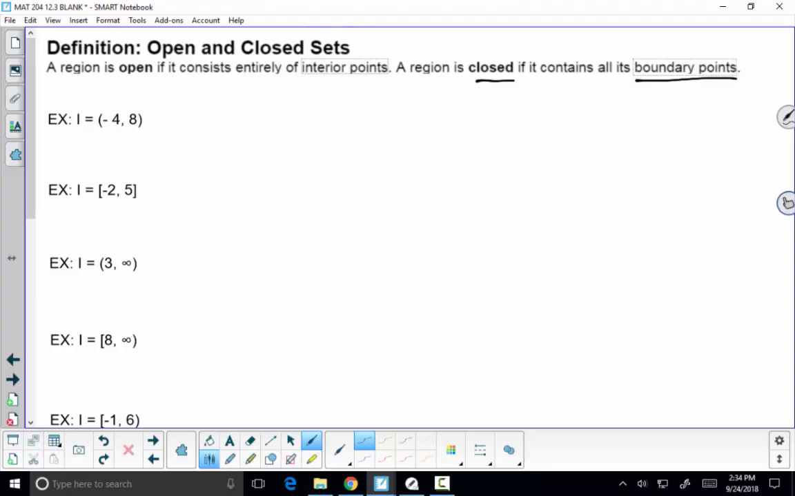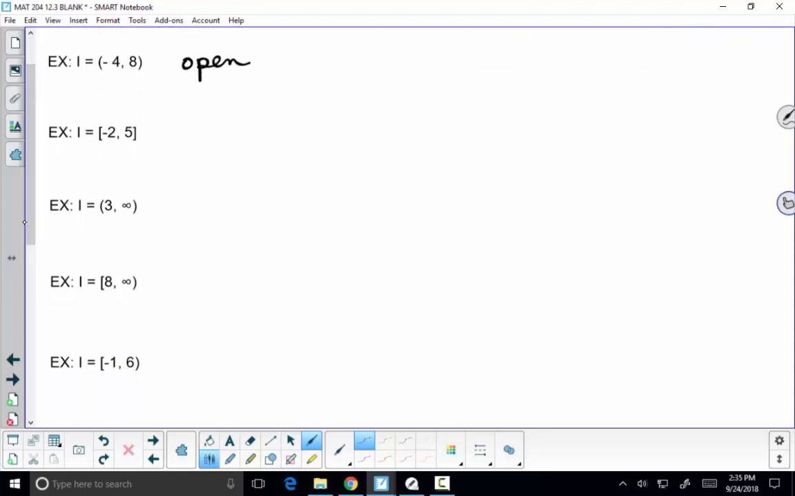But it doesn't contain 3. And it does not contain 3. So that means it can't be closed. That's right, because 3 is a boundary point, and that boundary point is excluded from the subset, so it's not closed. Neither open nor closed. Okay. Noda. So how about that interval right there, negative 4 to 8? Open. All right, that's open. That one? Closed, because it has 2 boundary points, and it includes both of them.